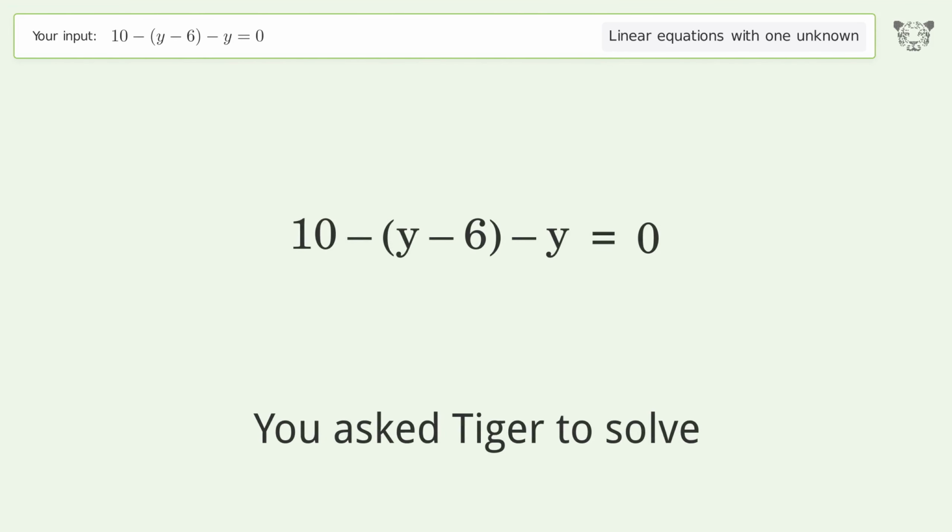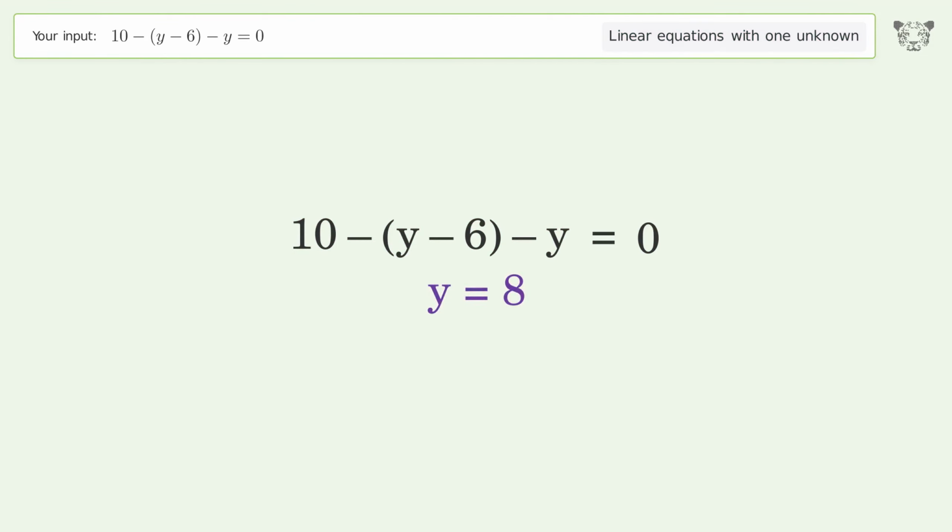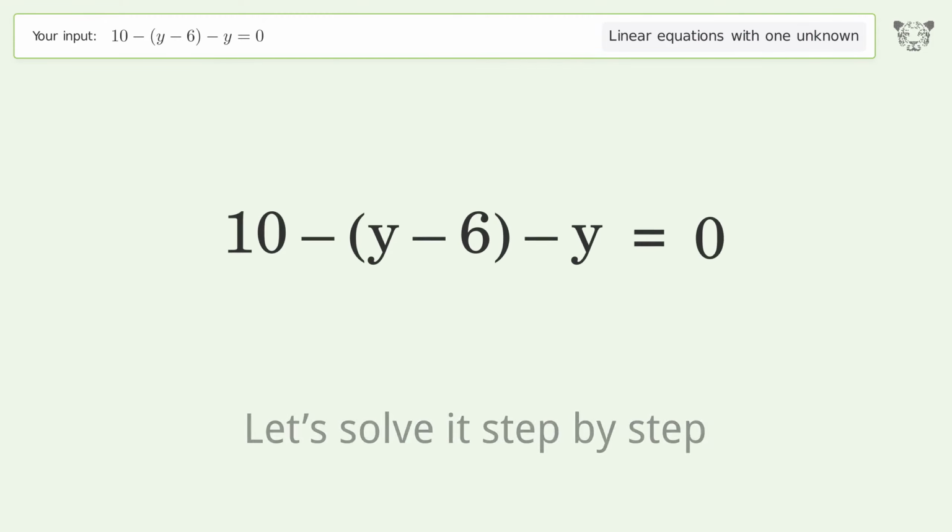You ask Tiger to solve this. This deals with linear equations with one unknown. The final result is y equals 8. Let's solve it step by step.